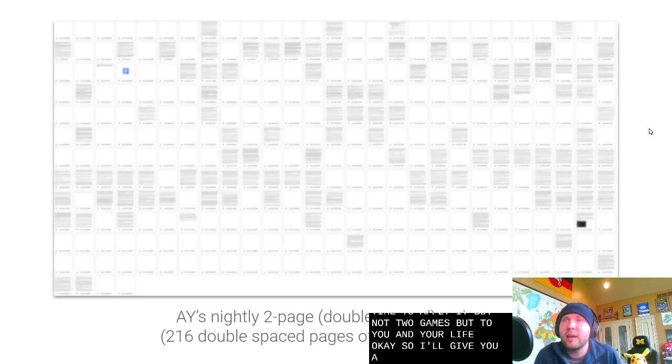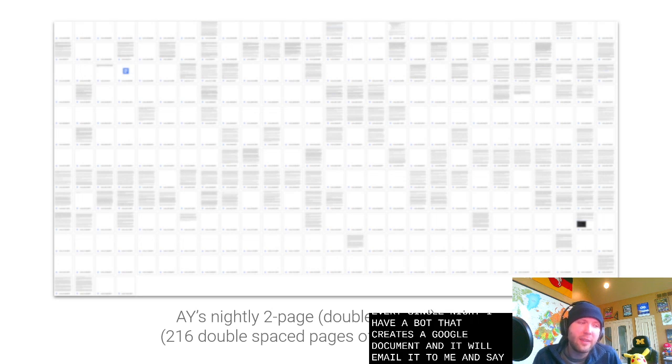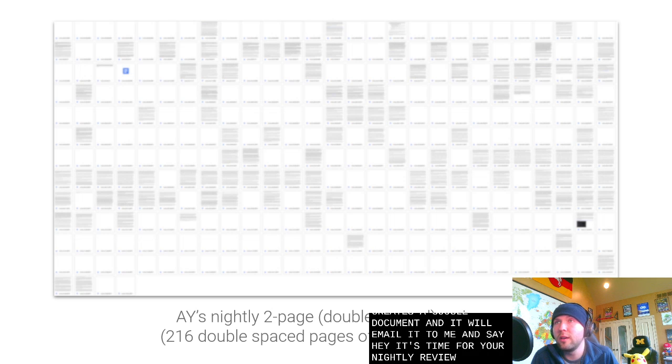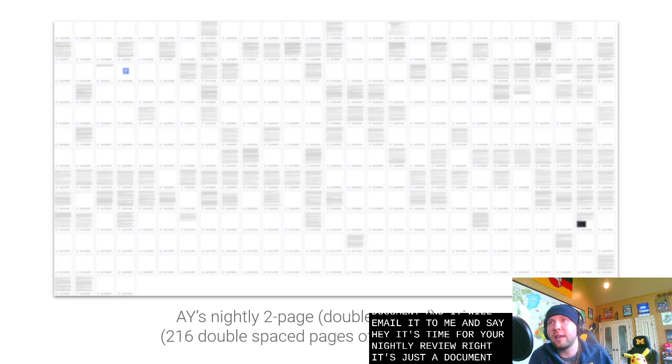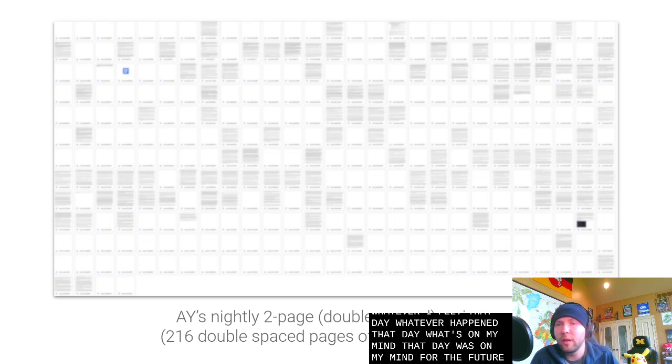So I'll give you a little example of how I try and apply this. Every single night, I have a bot that creates a Google document and will email it to me and say, hey, it's time for your nightly review, right? It's just a document, and I'm just supposed to write into it whatever I felt that day, whatever happened that day, what's on my mind that day, what's on my mind for the future.